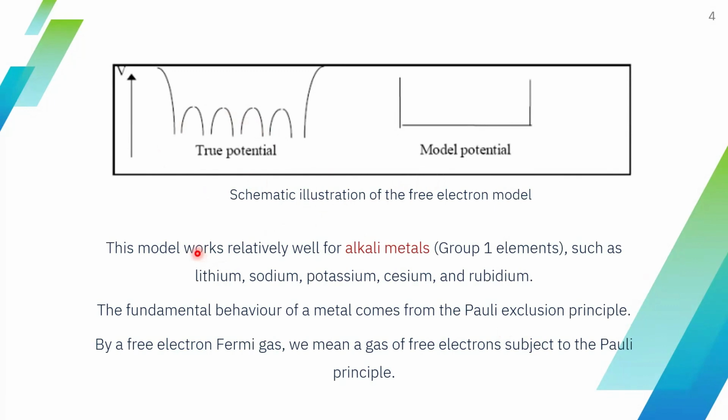This model works relatively well for the alkali metals such as lithium, sodium, potassium, cesium, and rubidium. We would like to understand why electrons are only weakly scattered as they migrate through the metal. This model transfers the idea of electron orbitals in atoms into macroscopic objects too. Thus, the fundamental behavior of a metal comes from the Pauli exclusion principle. For now, we will ignore the crystal lattice. By a free electron Fermi gas, we mean a gas of free electrons subject to the Pauli principle.